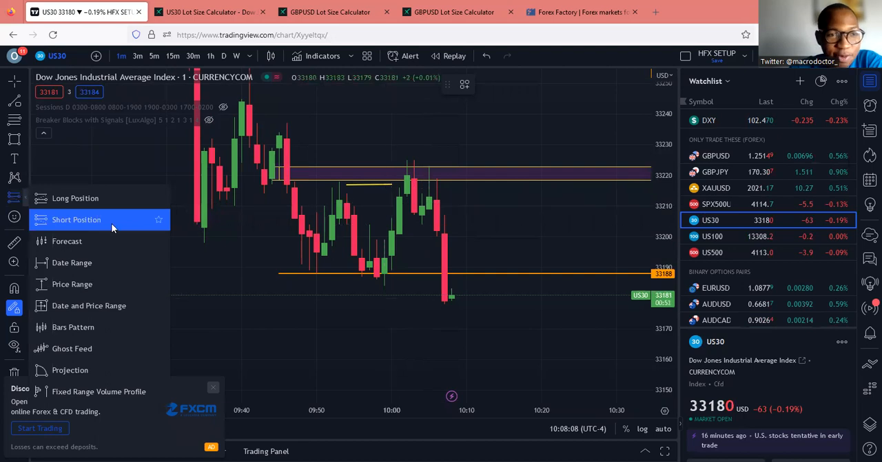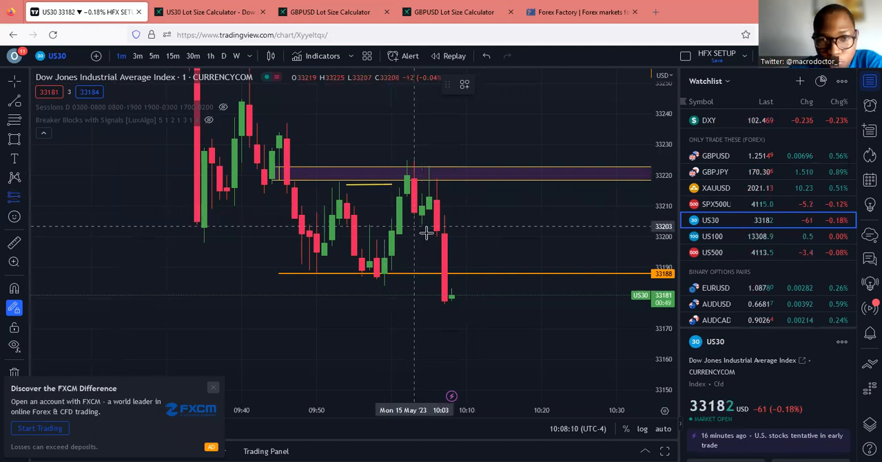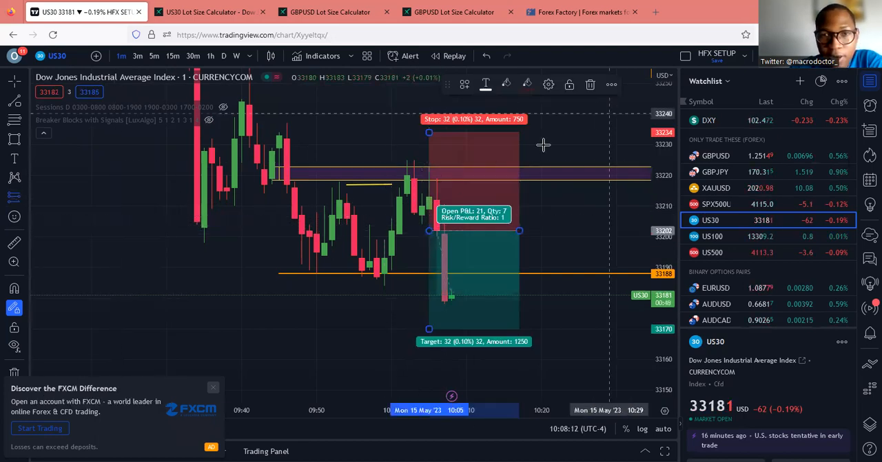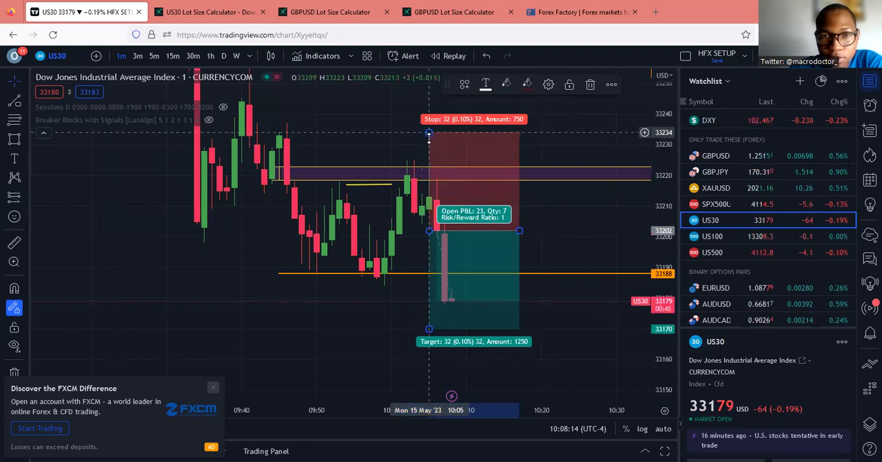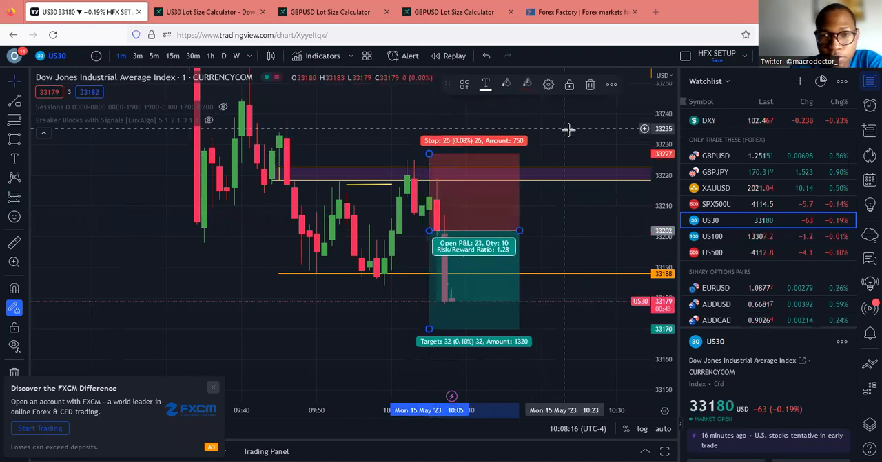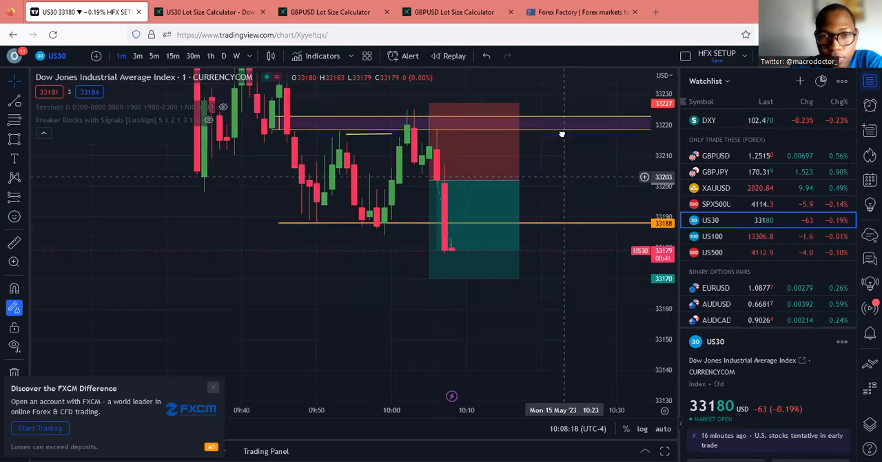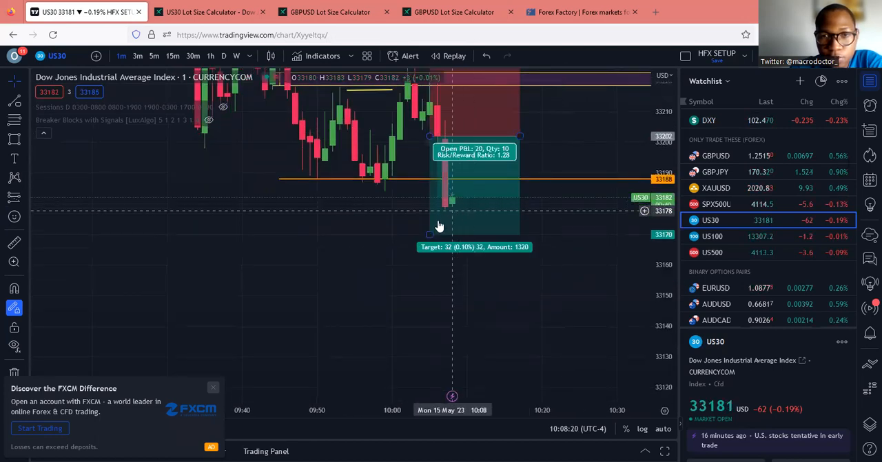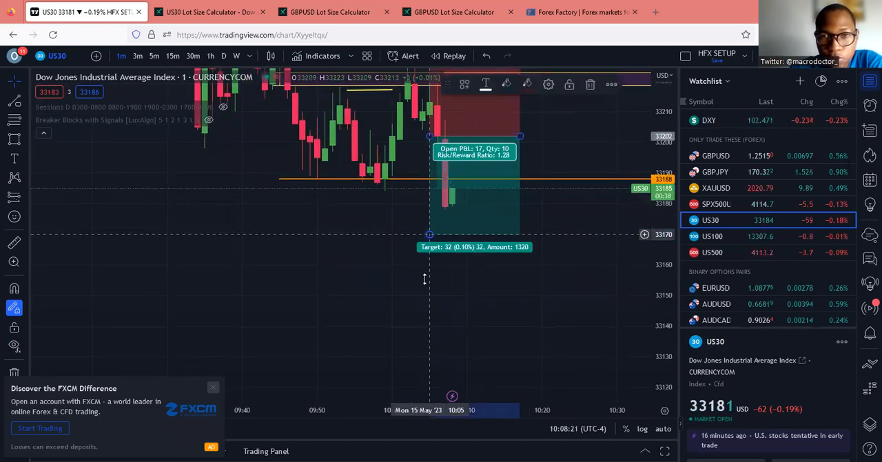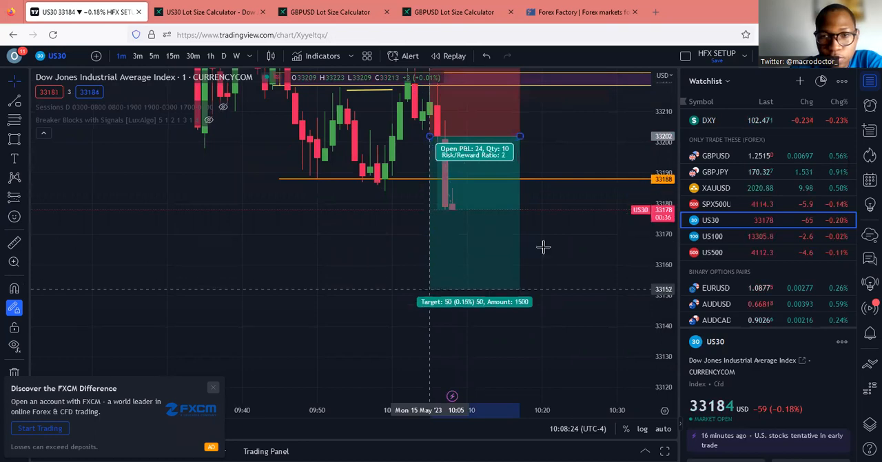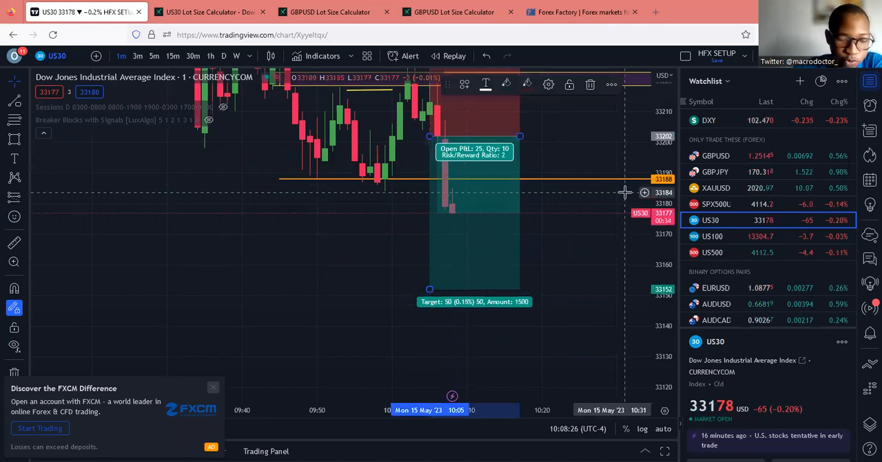I absolutely love this one. So simple, 1:2 RR in the risk to reward, and we are good to go. So this would be 1:2, somewhere here would be here. So 33152.